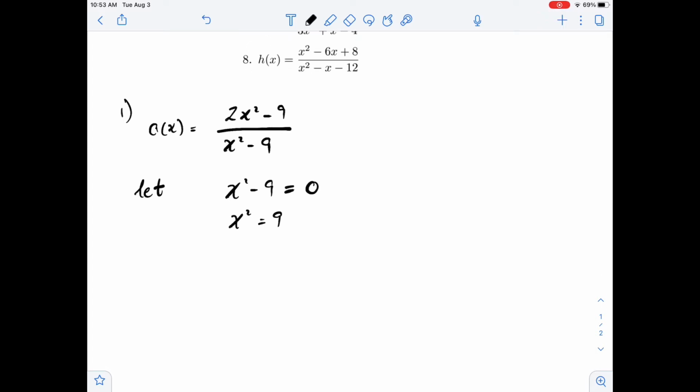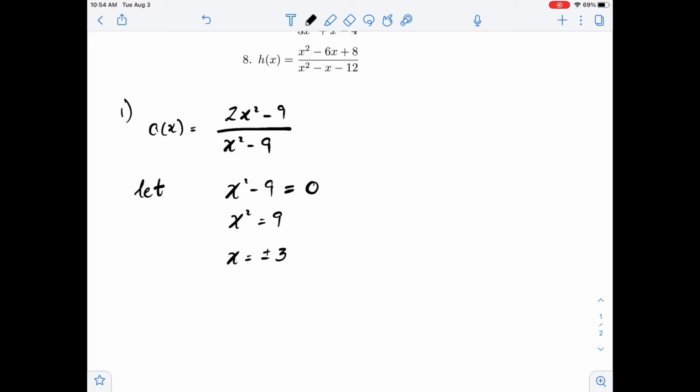And because I have a square on the left-hand side there, I'm going to take the square root of both sides. The square root of x squared is x. And the square root of 9 is plus or minus 3. Do not forget that plus or minus. That is very important. Plus or minus 3 when you take the square root. And so that's it. The values of x that would make my denominator 0 are plus 3 and minus 3.